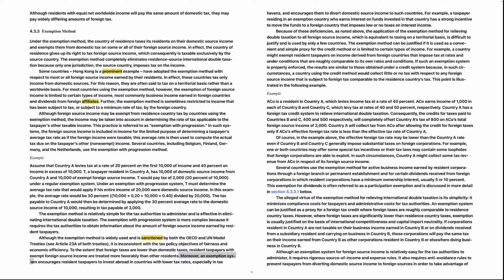Moreover, an exemption system encourages taxpayers to invest abroad in countries with lower tax rates, especially in tax havens, and encourages them to divert domestic source income to such countries. For example, a taxpayer residing in an exemption country who earns interest on funds invested in that country has a strong incentive to move the funds to a foreign country that imposes low or no taxes on interest income.